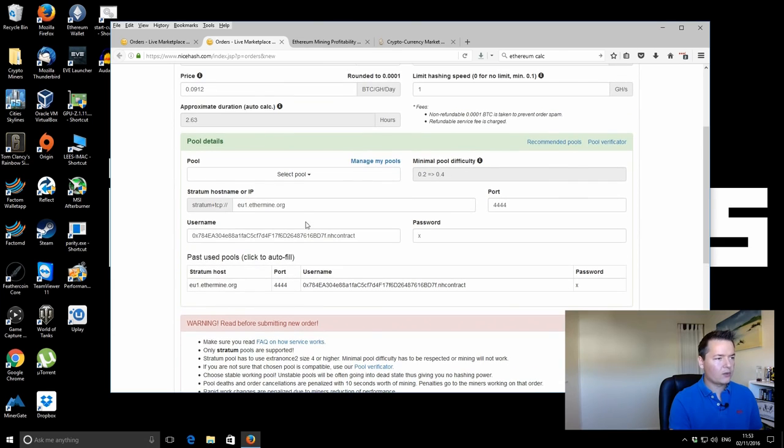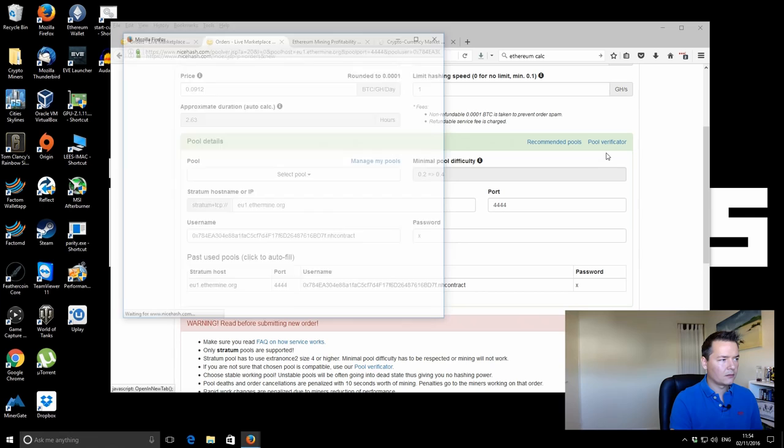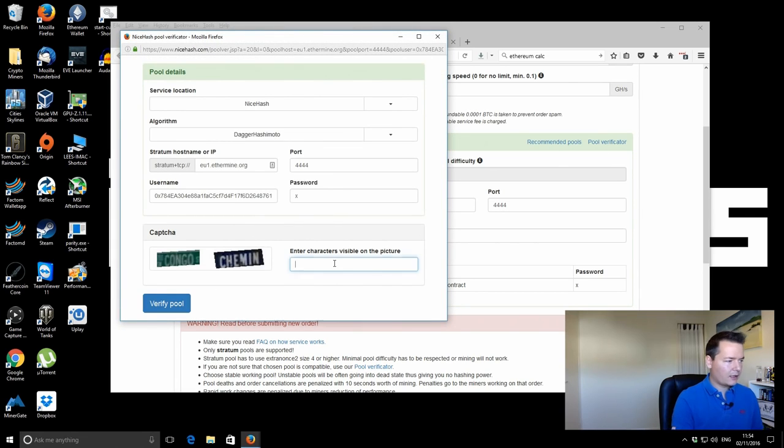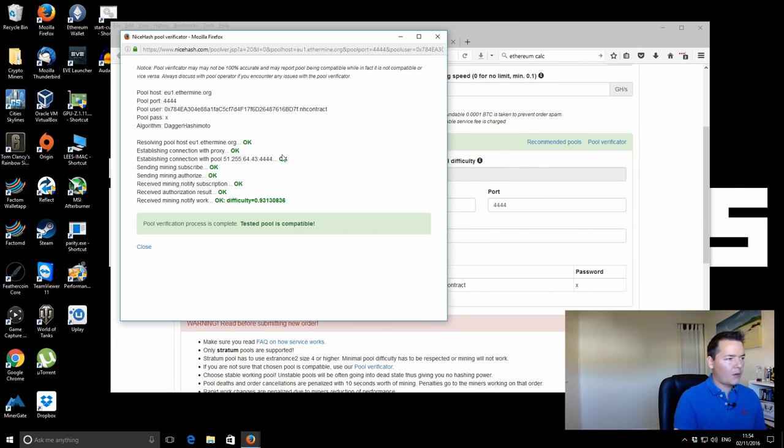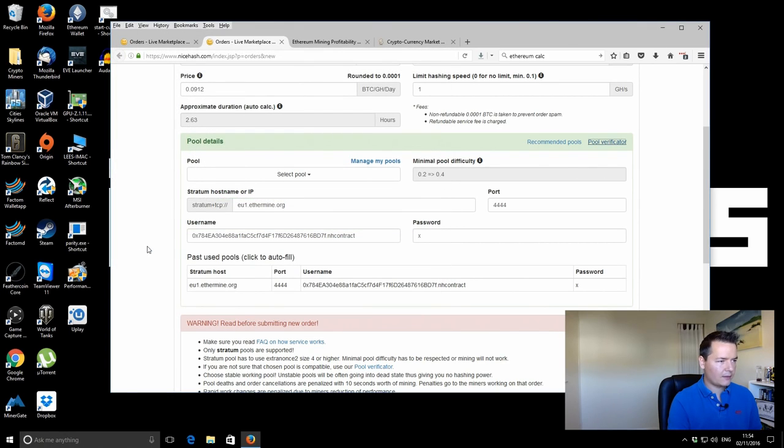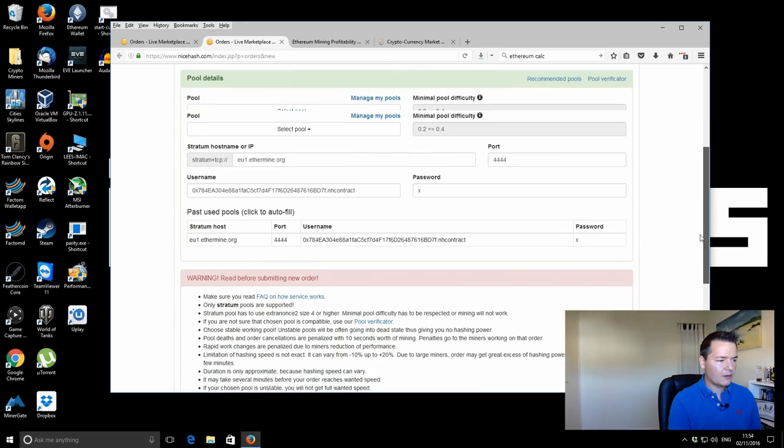And then from there, what you can also do, just to make sure everything's set up correctly, is use this pool verificator. So if you click on that, you need to enter a captcha. And what it will do is check your details through and make sure everything connects and works exactly how it should. In this case, it's all gone through fine. So we can close that now. And that is it. We are ready to go.